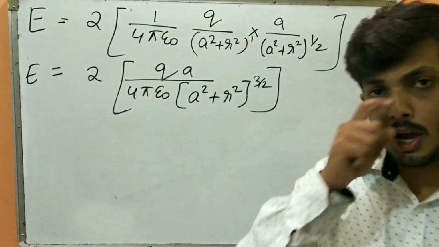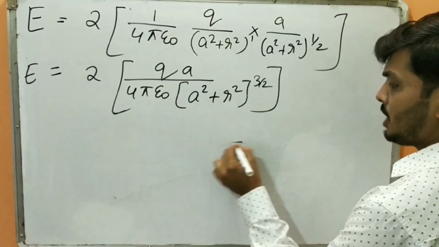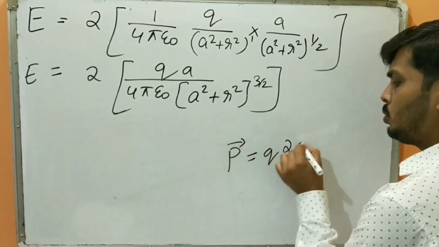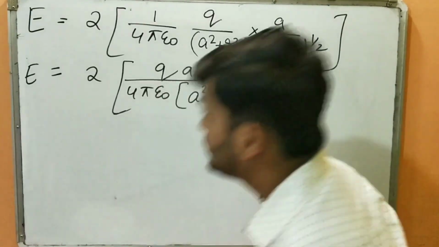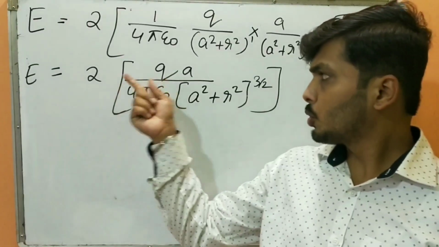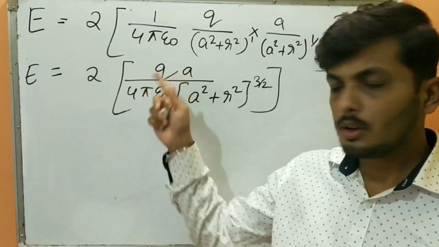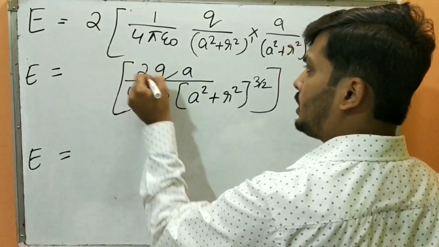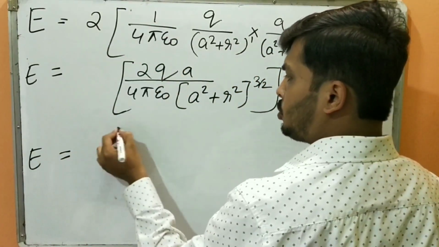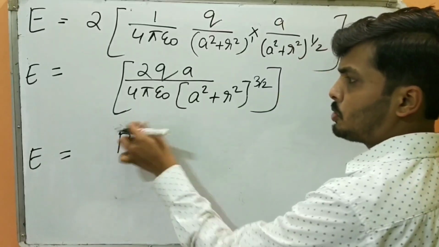Now students, you want the dipole moment, and if you remember the definition of dipole moment, what is it? P is equal to Q into 2a. Yes or no? So look at my equation, P is equal to 2Qa. So shall I directly write it, and multiply the 2 here directly? So this will be equal to P.